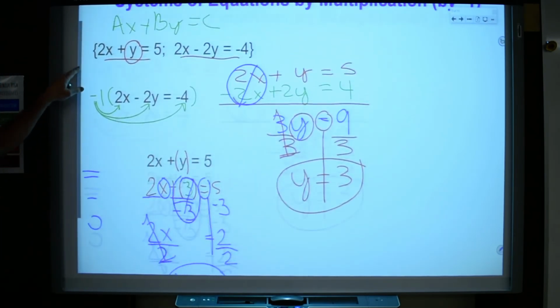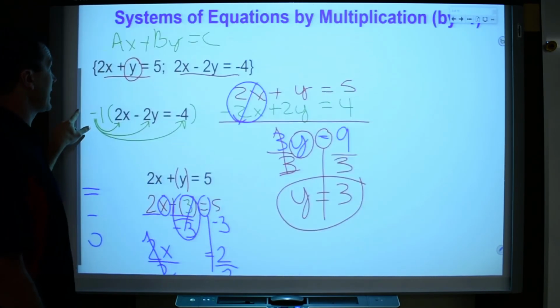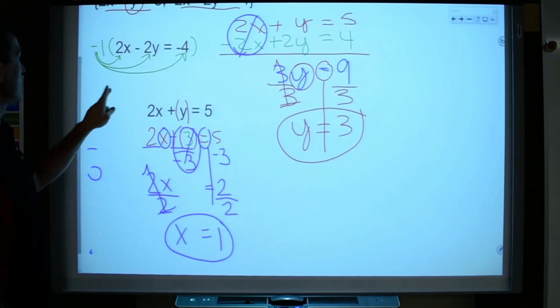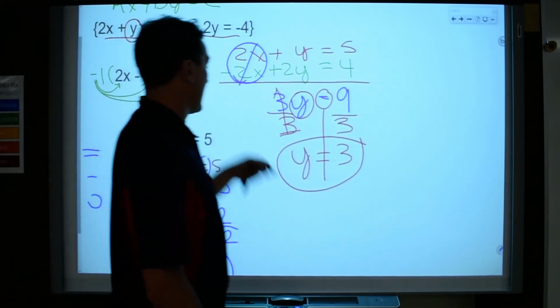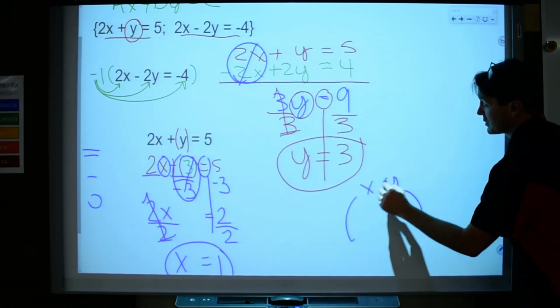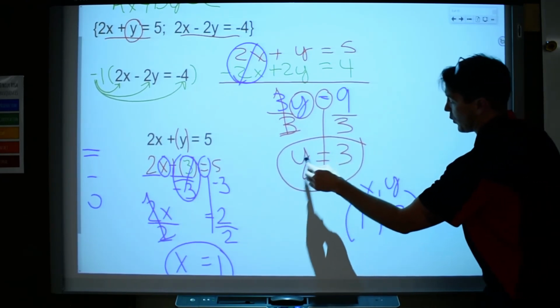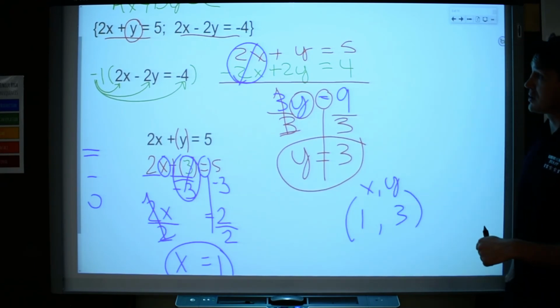Am I done? And the answer is close, but not yet. Because I need to put that system back into ordered pair. An ordered pair that makes it true. So my x is 1 and my y is 3. Even though I solved y first, remember all ordered pairs go x and y. So this is the solution to my system.